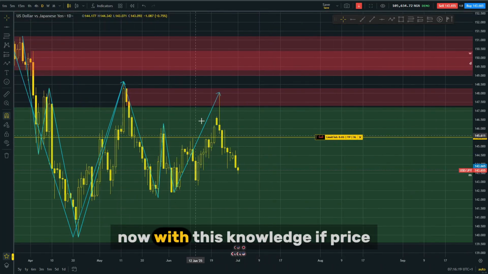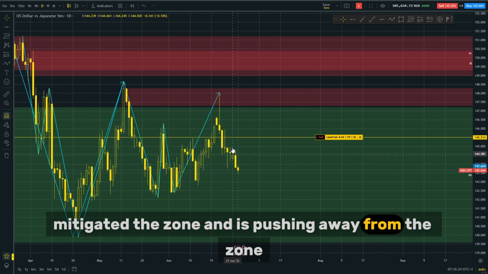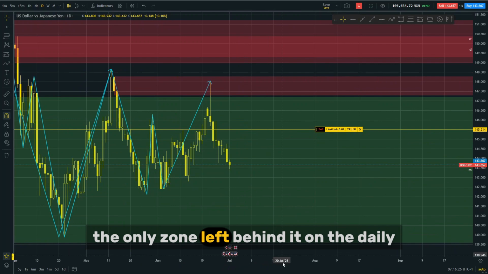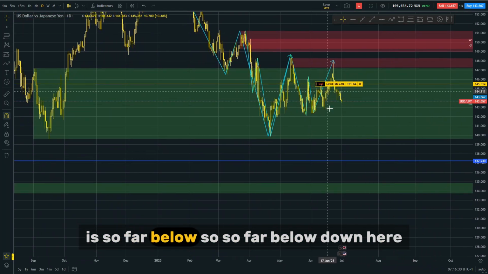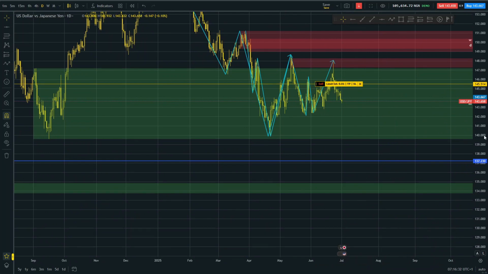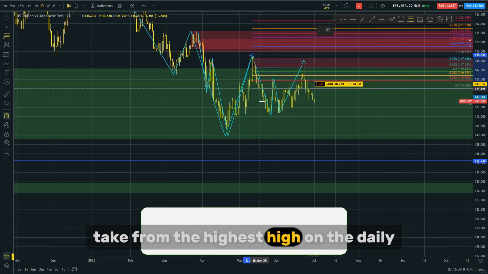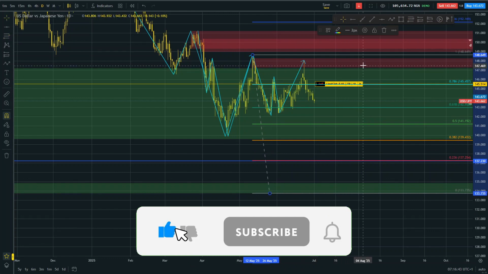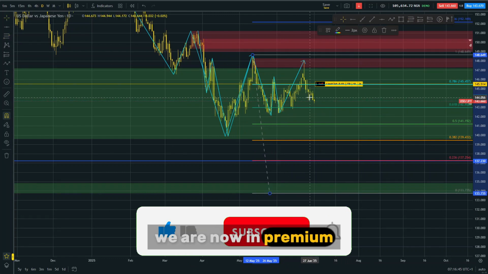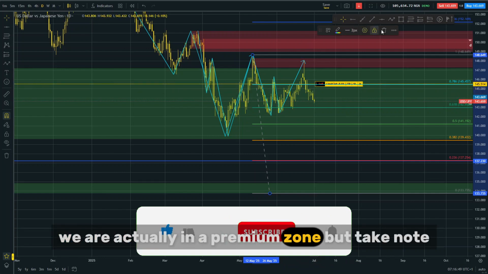Now, with this knowledge, if price has mitigated the zone and is pushing away from the zone, the only zone left behind it on the daily is so far below, down here. It means if you want to take a daily distal to distal, from the highest high on the daily to the low of this demand, we are now in premium when it comes to the daily selling. We're actually in a premium zone.